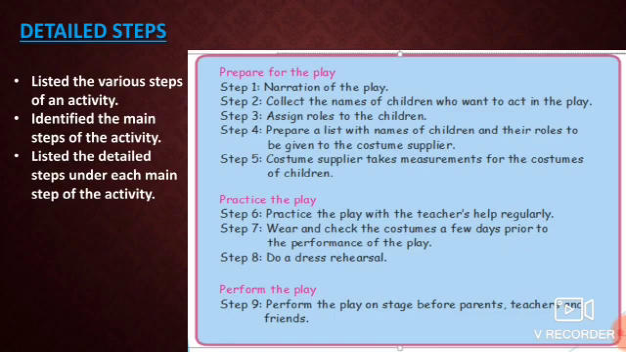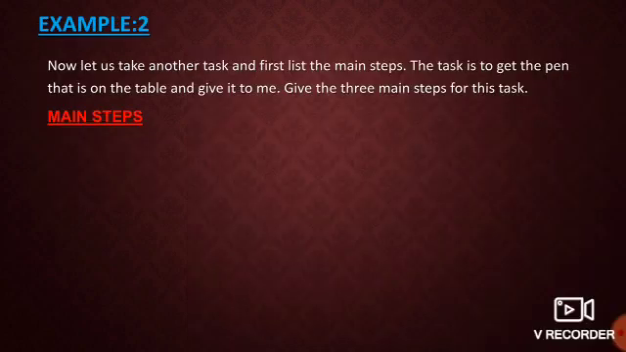Likewise you have to identify the main and detailed steps of an activity. First, for any activity you have to list down the steps, and then find out the main steps. Next you have to arrange the remaining steps under the main steps, which become the detailed steps. Next we move to example 2.